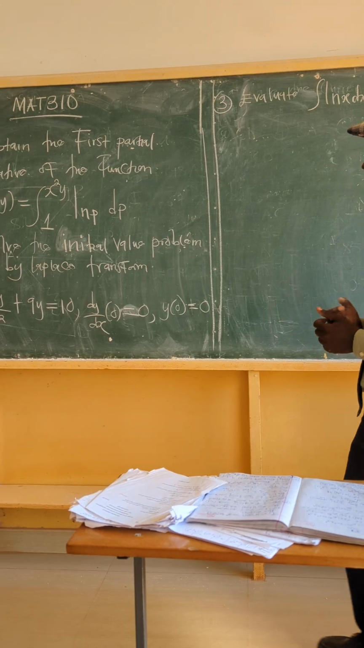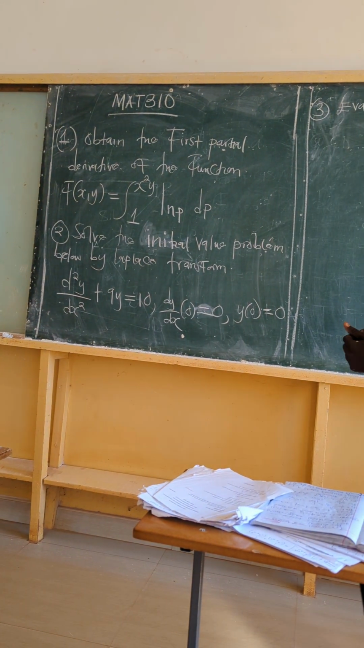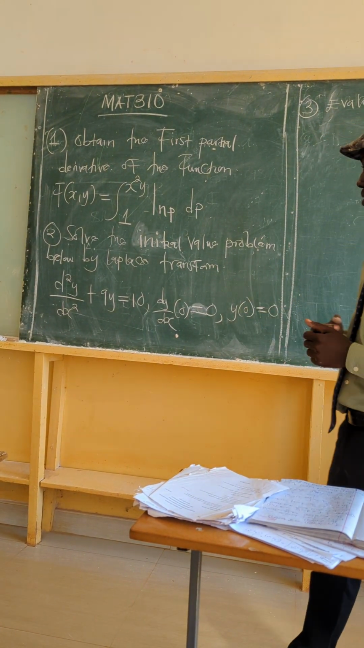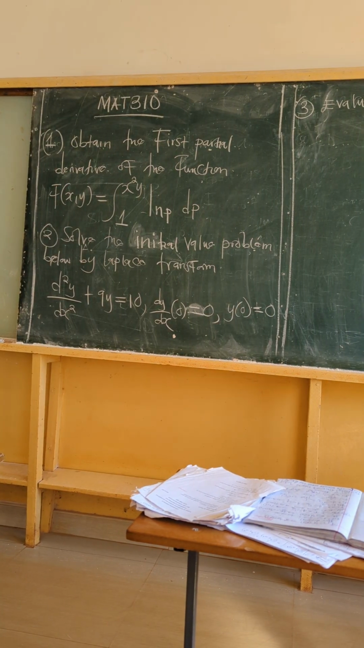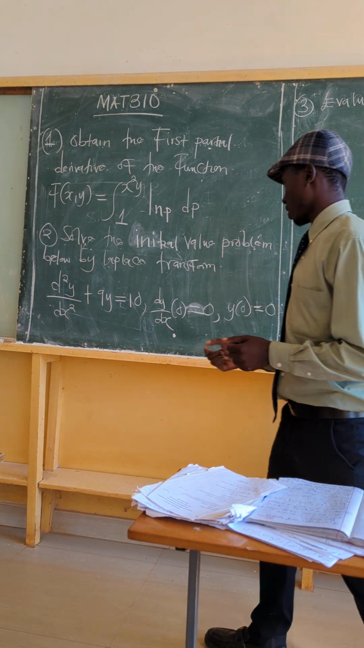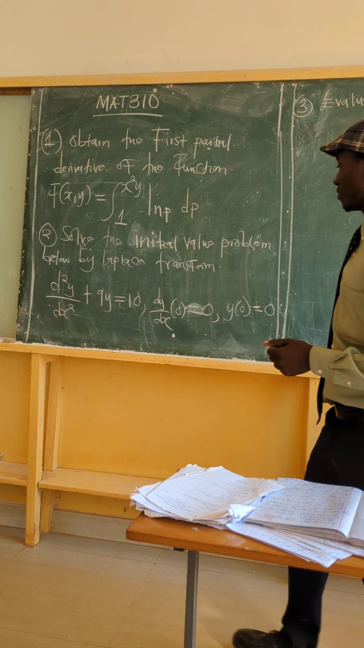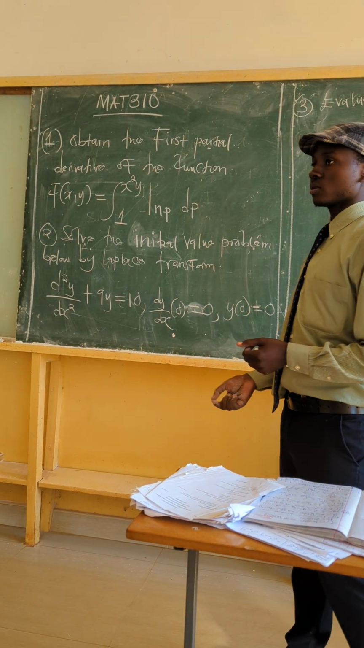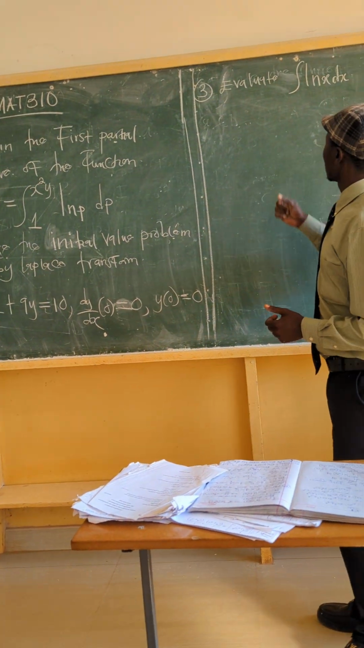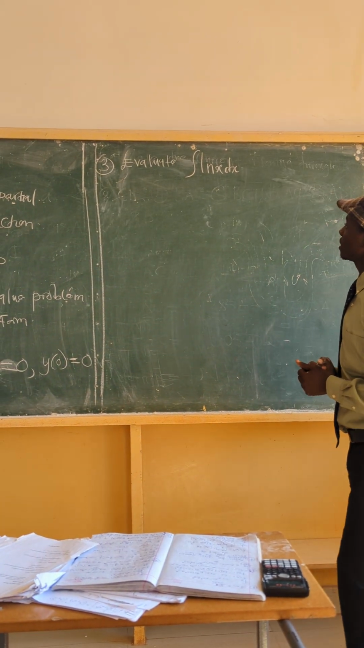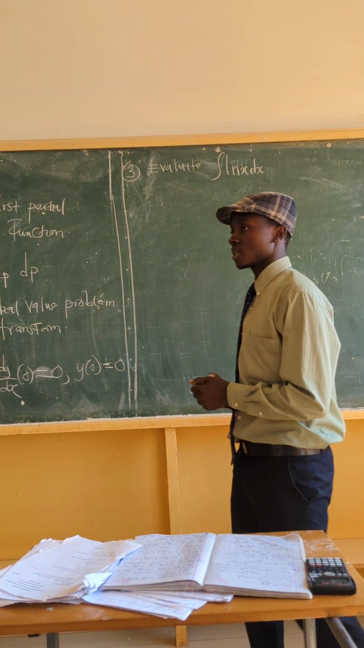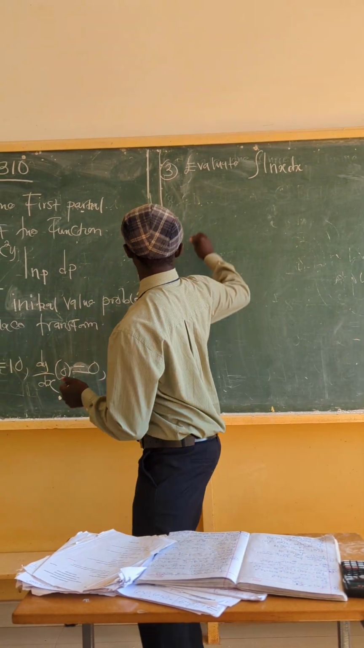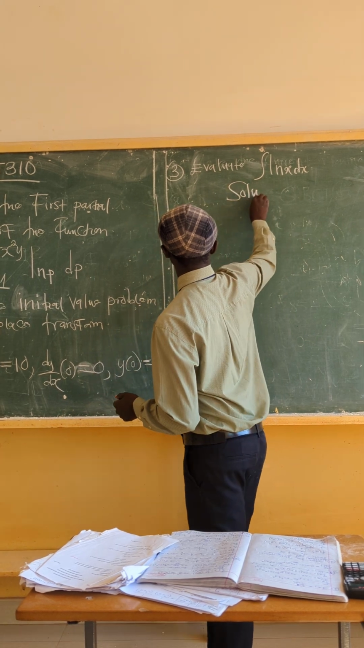Then the other one is: solve the initial value problem, using the Laplace transform, d2y/dx2 plus 9y equals 10, where the first derivative at 0 is equal to 0 and y of 0 is equal to 0. Then the other one is: evaluate the integral of the natural log of x dx. So we start with the first question solution.